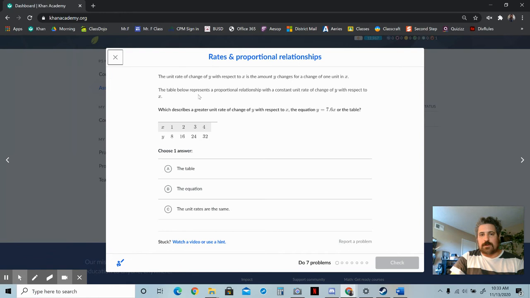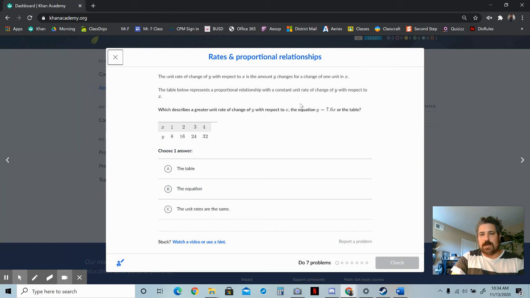The table below represents a proportional relationship with a constant unit rate of change of y with respect to x, of y per x, okay? Which describes a greater unit rate of change of y with respect to x: the equation y equals 7.6x or the table?